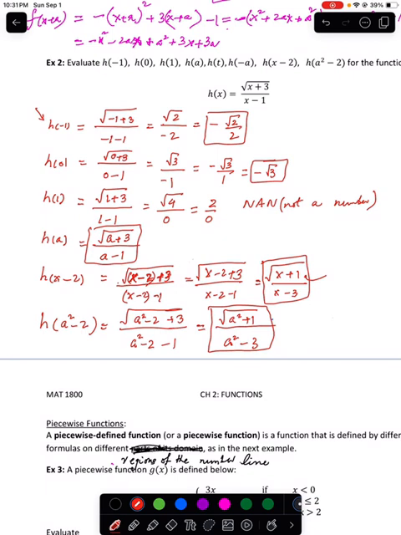So we get square root of -1 plus 3 divided by -1 minus 1, which is equal to, now simplify, and we get square root of 2 in the numerator. In the denominator we have -2. Now whenever you have a negative sign in the denominator but not in the numerator, the negative sign should be written up in front of the whole fraction like this.